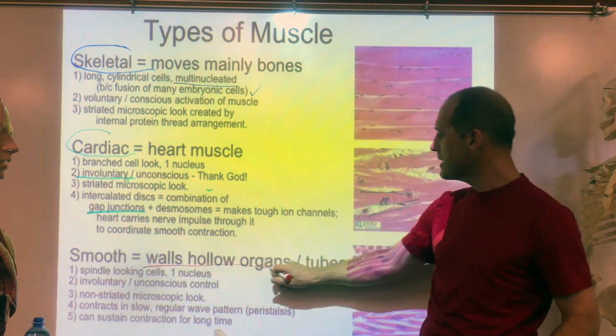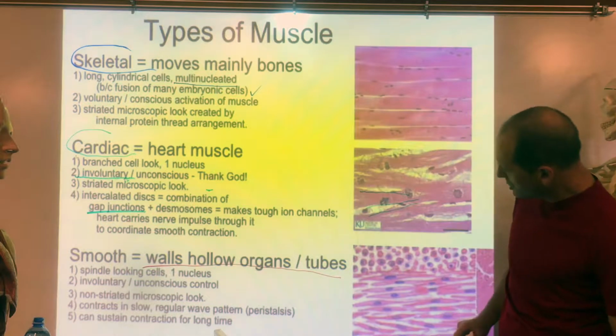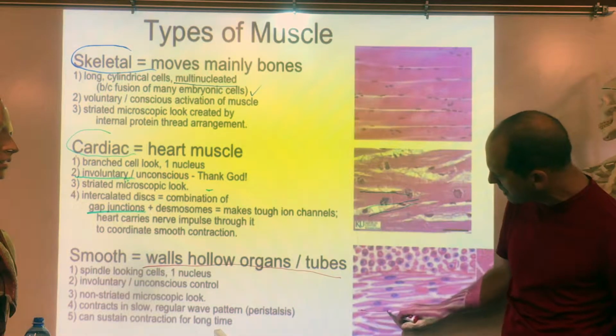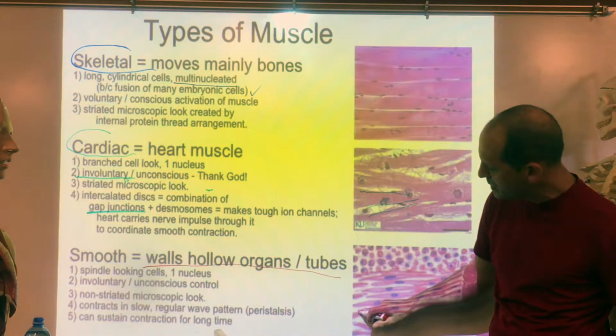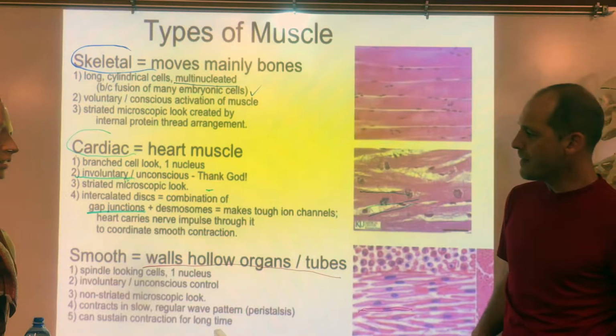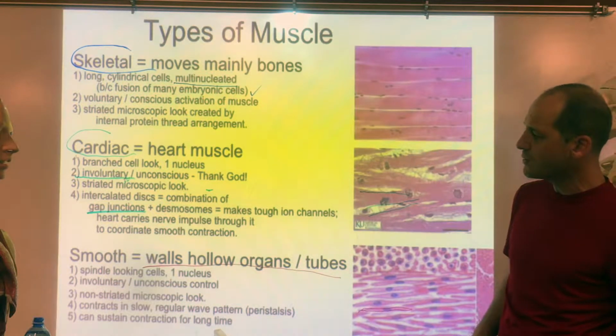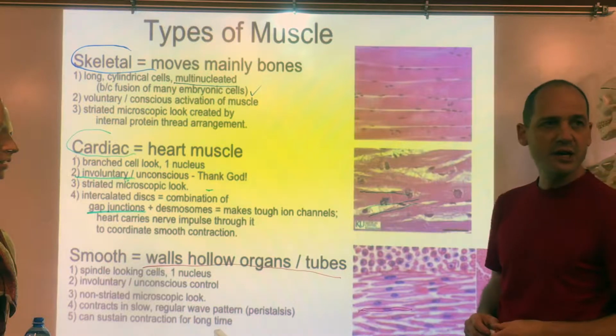And then the last style that we're looking at here is smooth muscle, and that's the walls of hollow organs and tubes. And those muscle fibers look really cute. They look like spindles. See that? Like that? There's a spindle there. Spindle-looking cells, one nucleus, very involuntary. They are very different than the other two types.